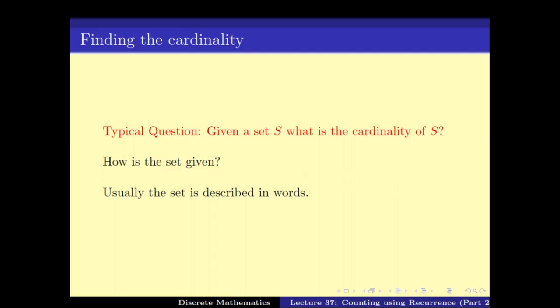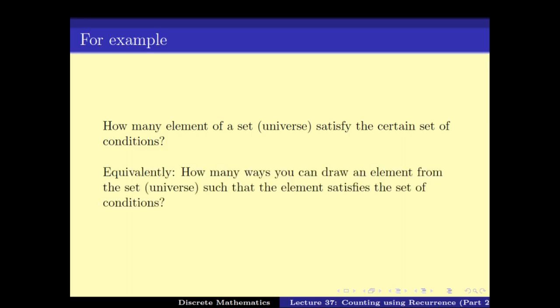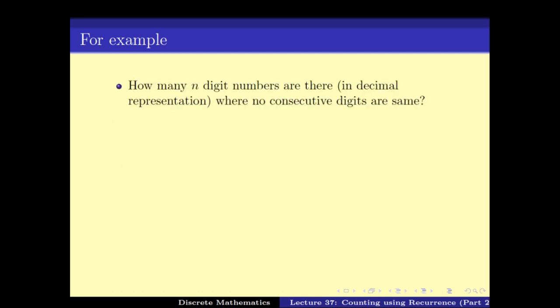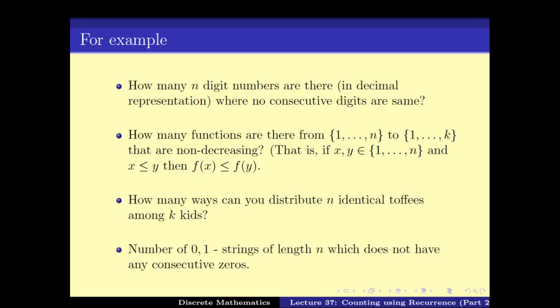That is, the set is described in words and I want to know how many elements there are in the set. A typical example is how many elements of a universe satisfy a certain set of conditions. Or how many ways can I draw an element from the universe that satisfies a certain set of conditions. So here are some of the examples that we have already seen and how to tackle them.